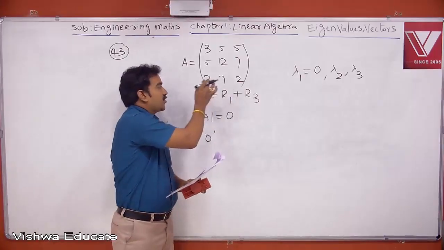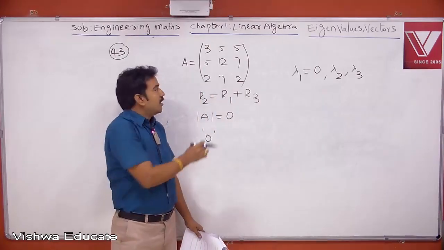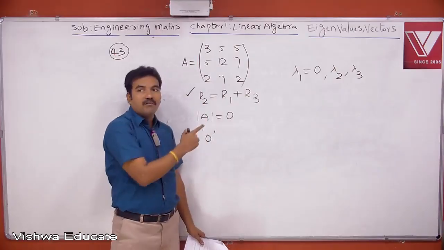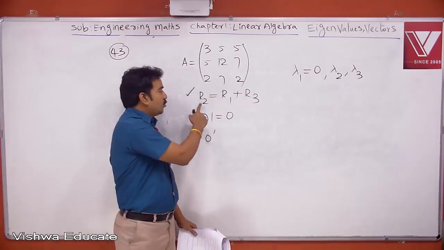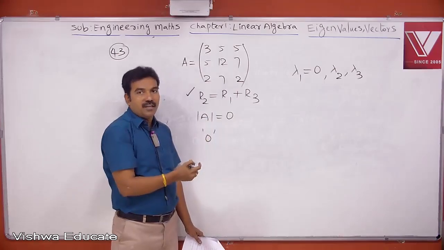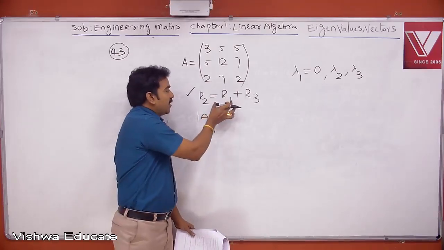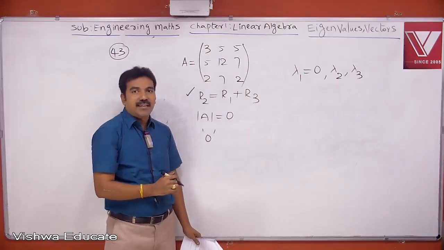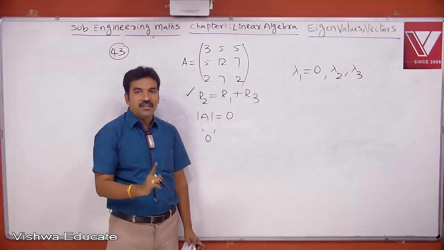They were asking for the largest eigenvalue of this matrix. Now in this case there is a relationship among rows: R2 equals R1 plus R3. Therefore, when there is a linear dependence relationship among rows, the determinant becomes 0. When the determinant is 0, at least one of the eigenvalues is 0.